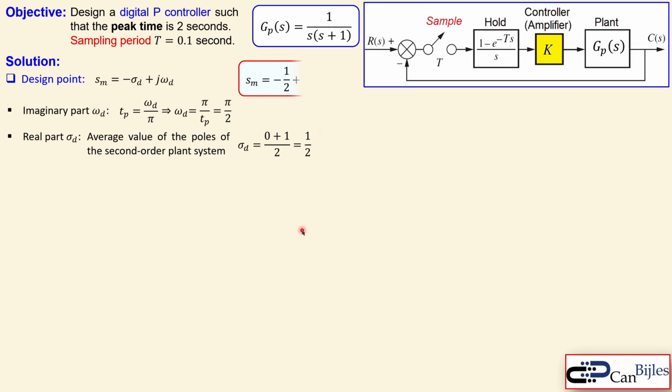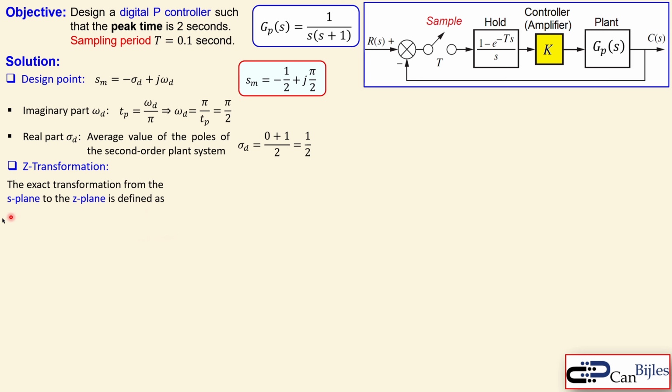So taken together, we have now our Sm, which is our design point in the S domain, which is minus a half plus j half pi over 2. So now, next step is the Z transformation. Now the exact transformation from the S plane to the Z plane is defined by this formula. So Z is equal to e to the power sT, where T is then again the sampling period.